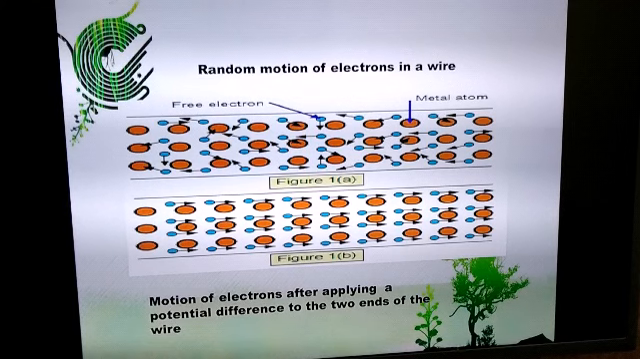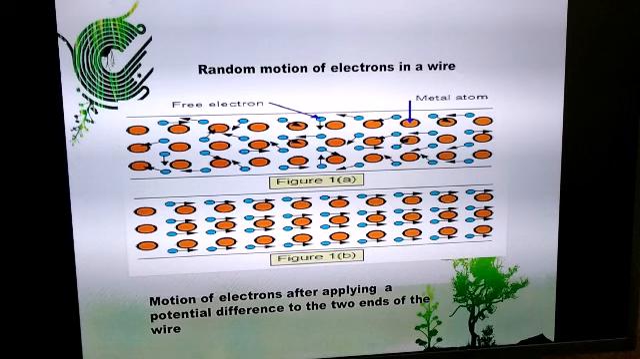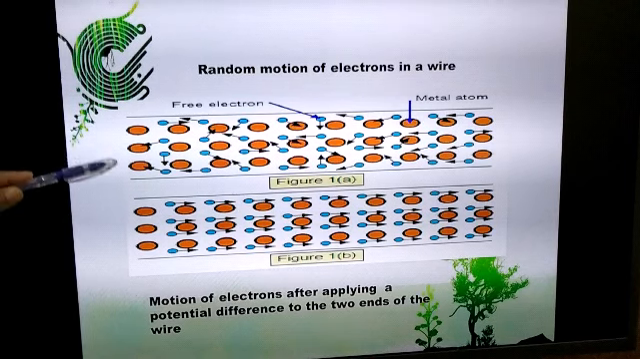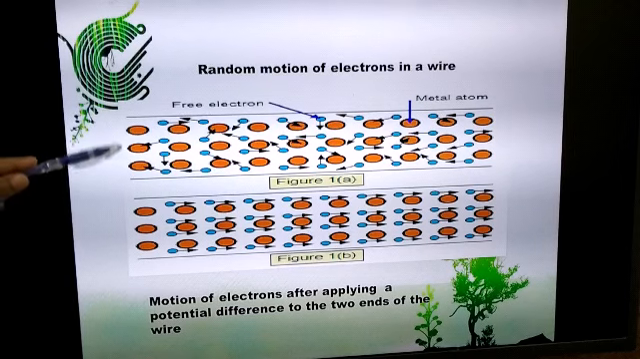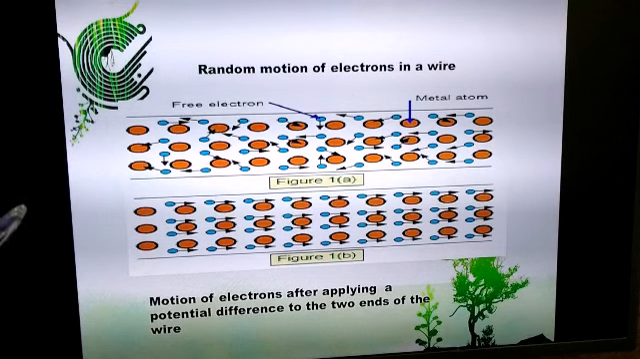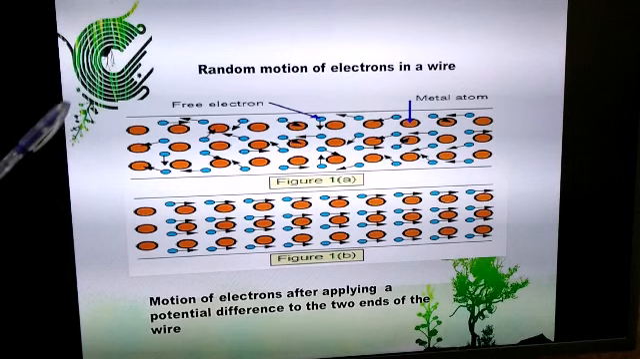Let us try to understand the motion of electrons in any conductor. A conductor is any wire which conducts electricity. So this figure 1a is a wire, or it is a conductor, and this conductor contains many atoms.